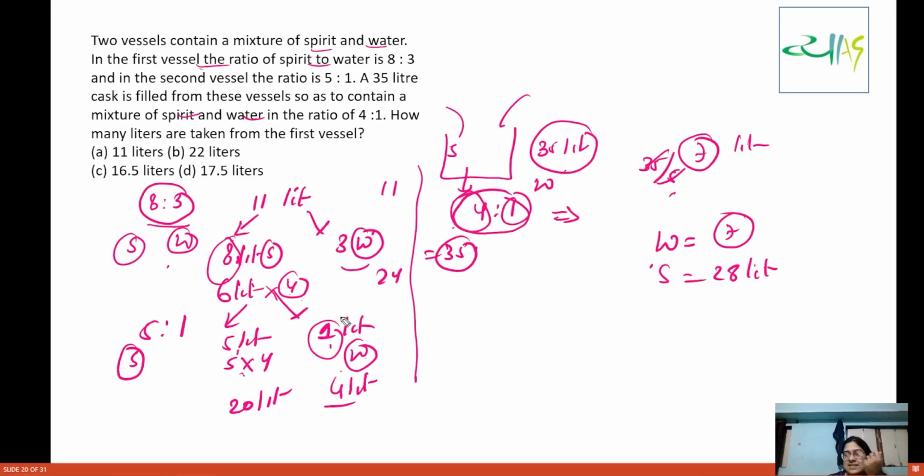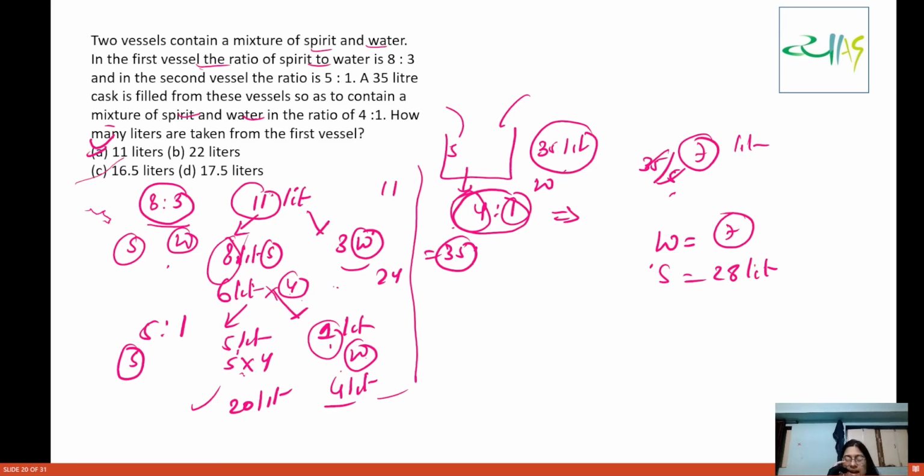So if someone asks you how much liter you are taking from the second vessel, obviously you can tell 20 liter, and how much liter of water you are taking, obviously this. Okay, so total they are asking. So 11 liters from here and 24 liters from here. So obviously 11 liters is the answer.